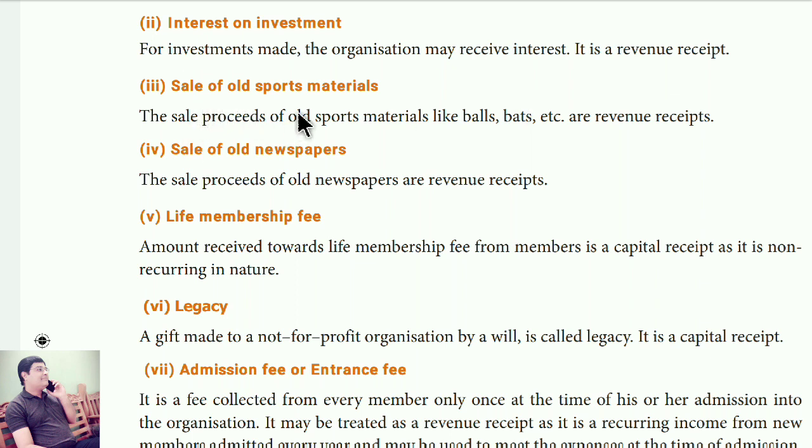Then sale of old sports materials. The sale proceeds of old sports materials like ball, bat, etc. are treated as revenue receipts. Sale of old newspaper: when you are selling newspaper, whatever income you get, that comes under revenue receipt.